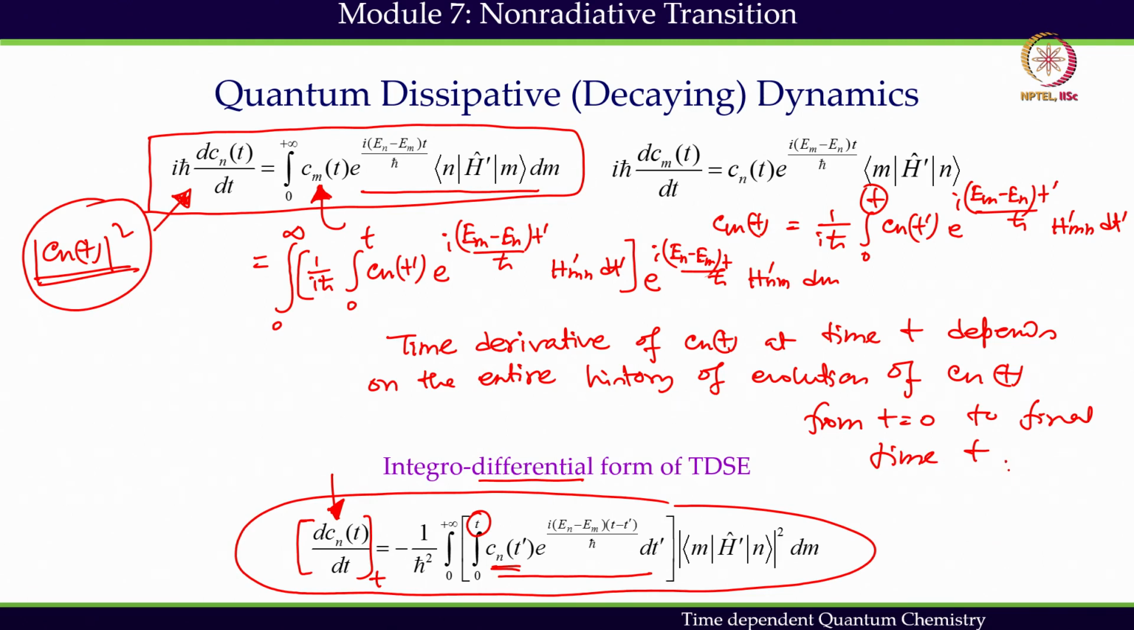Because it depends on the entire history, that is why it is called the integral differential form of the TDSE. It is the same TDSE, but it is an integral differential form of the TDSE, assuming that the wave function was expressed as a linear combination of the initial state and all final states. We will stop here and we will continue this discussion of the integral differential form of the TDSE in the next session.